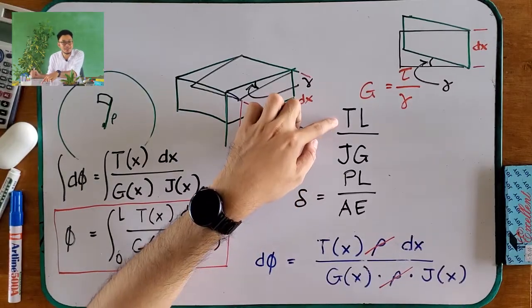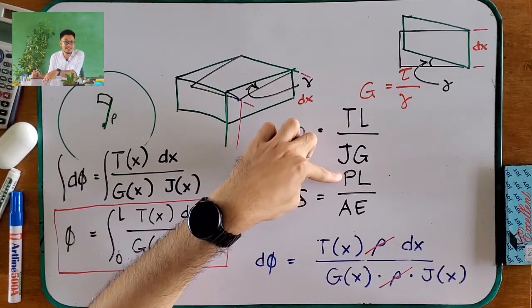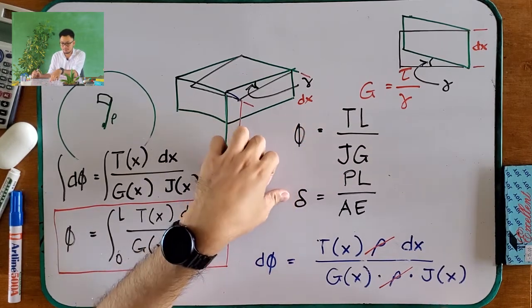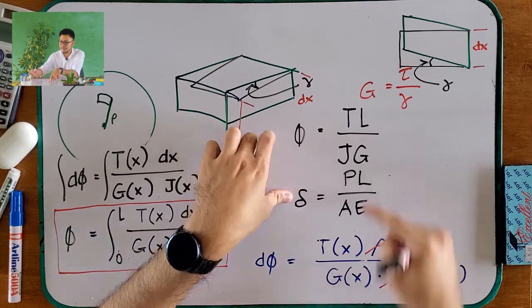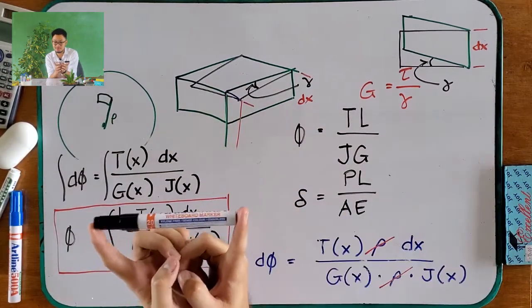So, di ba, murag related na sila? Your T is your torque sa imong angle of twist. Your P is the force that is applied, your axial force that is applied sa imong axial deformation. Your L is your length of the whole beam or shaft.